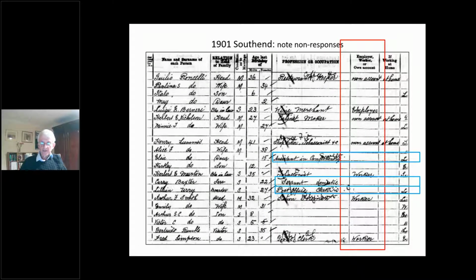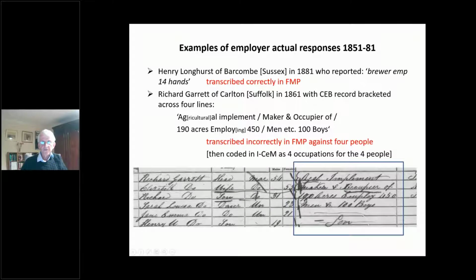So if you go down the column of coded data and look for worker, own account, and so on, these people have blank entries. They look as though they're not occupied. So you have to search the occupation column in 1901, 1911, and 1891 to get to the root of what's really going on.